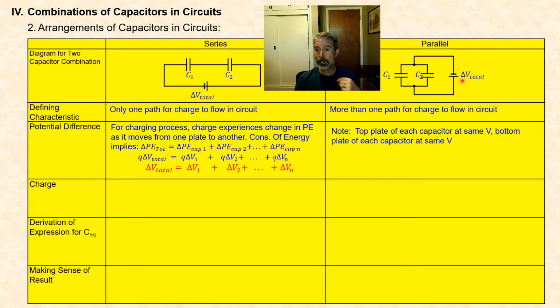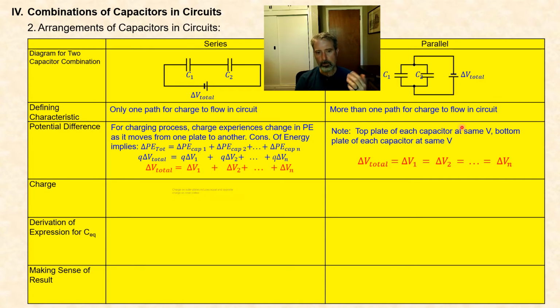What that tells you then is that the potential difference across the source of voltage of the battery must be exactly equal to the potential difference across each of those capacitors. So this leads to this result here, that the total potential difference provided by the source is exactly the same as the potential difference across each individual capacitor.